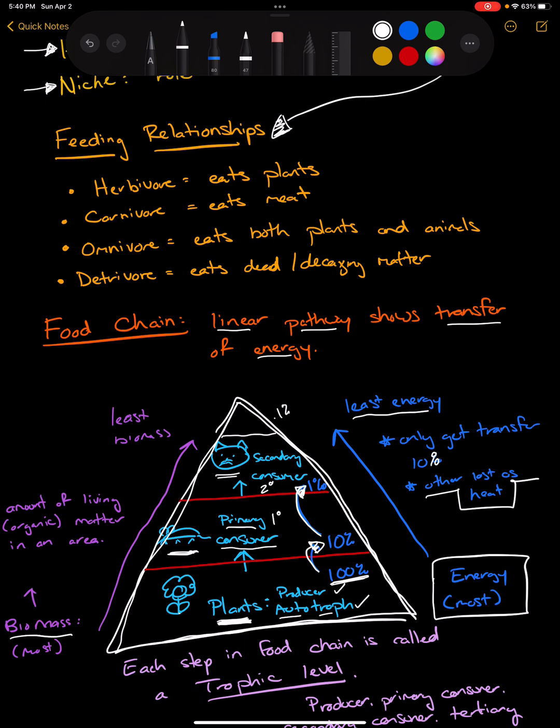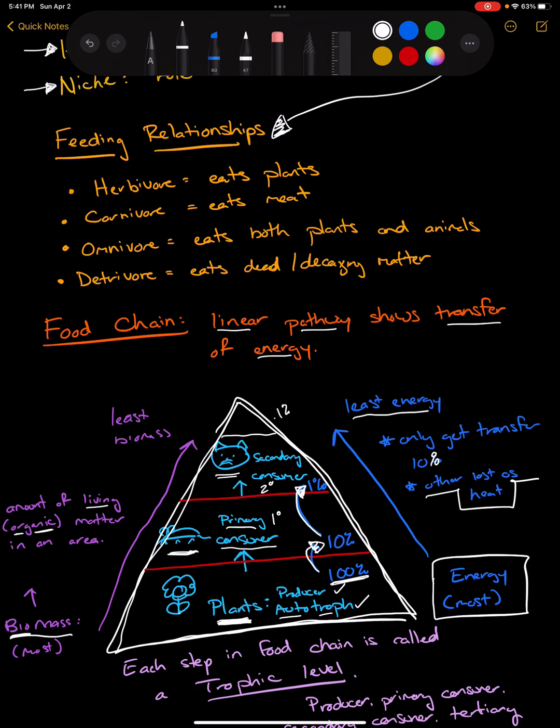Now, the biomass definition is the amount of living, because bio means living, and don't forget living has carbon in it, so it's living organic matter in an area. And if we look at my triangle, we can see that the plants have the biggest part, right? So they have the most biomass. And then as I go up my food chain, I lose biomass.